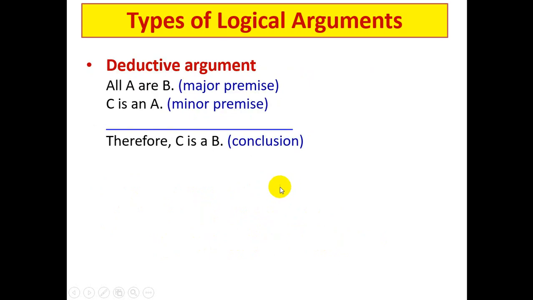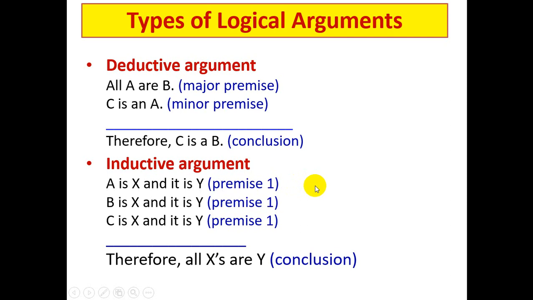But what are the types of logical arguments? We have more than one type of logical arguments. The most famous ones are the deductive argument and the inductive argument. Deductive argument and inductive argument. This is استنباطية and this is استقرائية.